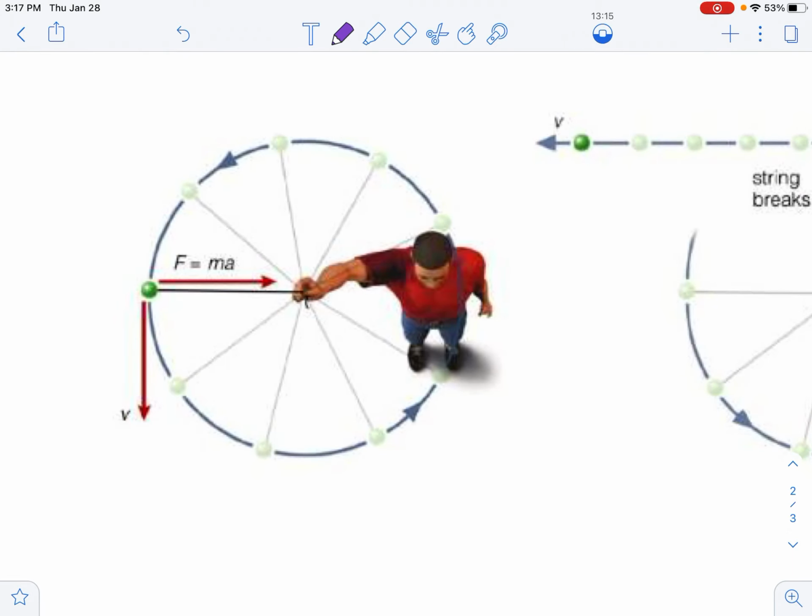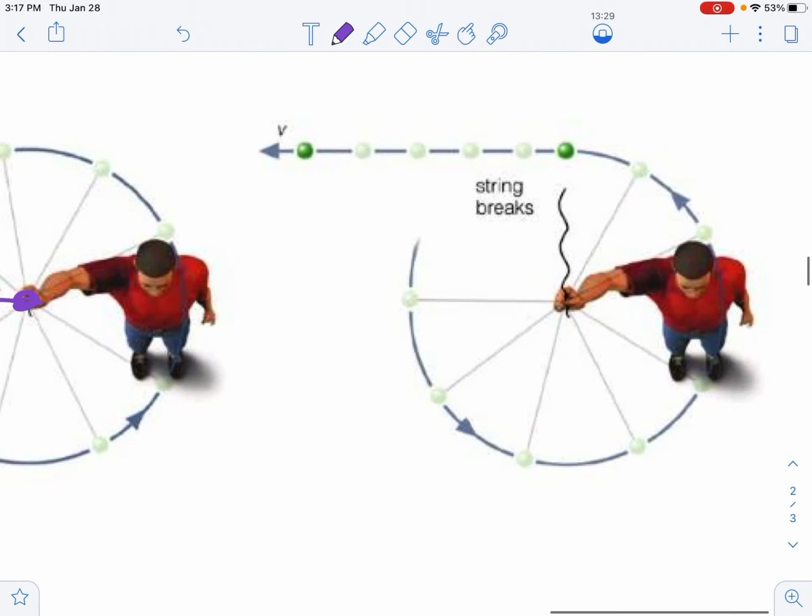So here we have a person. The person is holding onto a string. The string is attached to a golf ball. I don't know why it's always golf balls in this chapter. It just is. And the golf ball is moving around the circle like this. Okay? Now, if we were to let go of the string, the golf ball wouldn't continue to move around in the circle anymore, would it? The golf ball would head off in this direction.